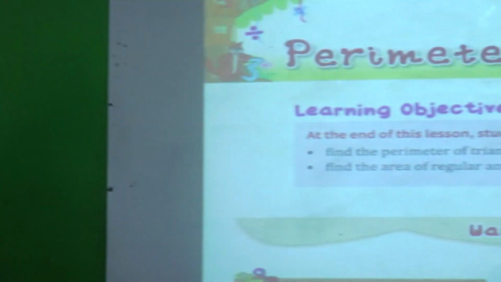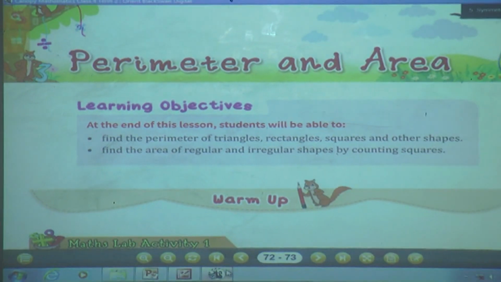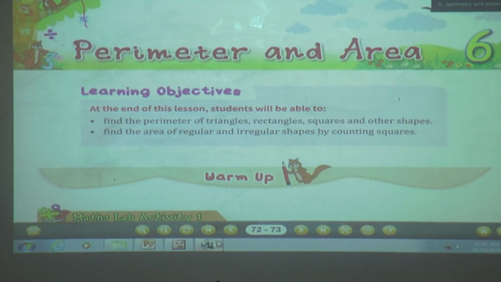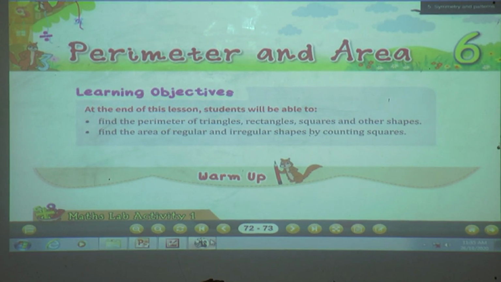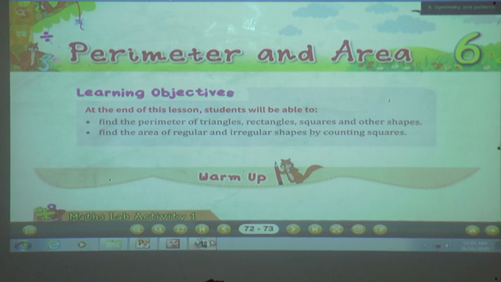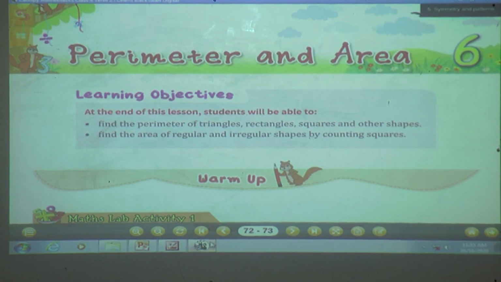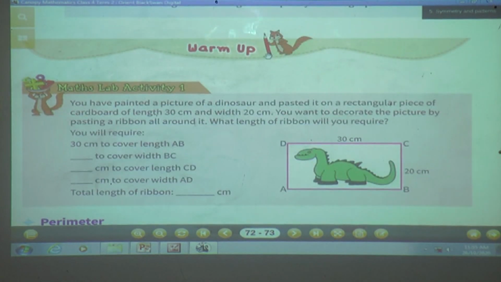Today we are going to start our 6th chapter, that is perimeter and area. At the end of this lesson, you are going to learn to find the perimeters of triangles, rectangles, squares and other shapes, and find the area of regular and irregular shapes by counting squares. Okay, you have studied this a little in grade 3. We will warm up with one activity.